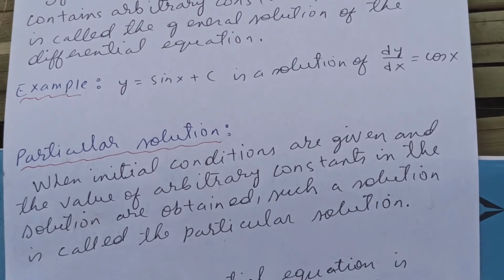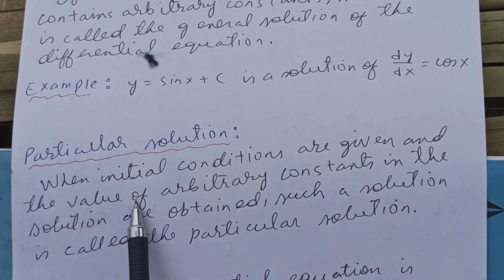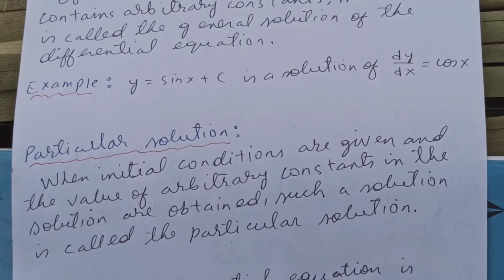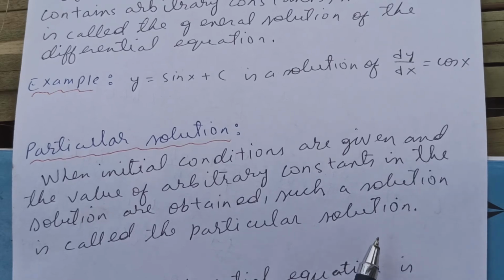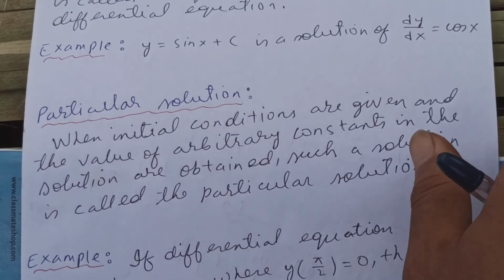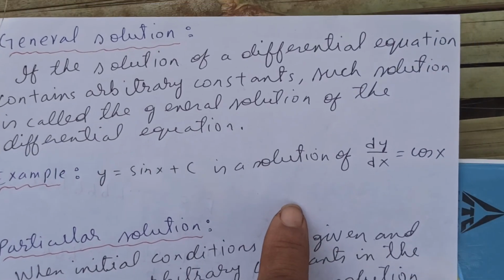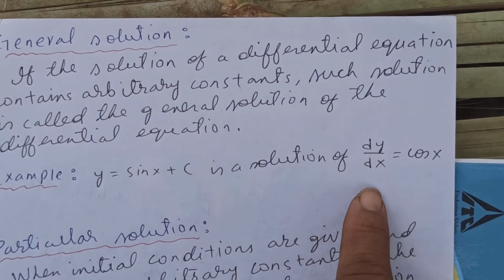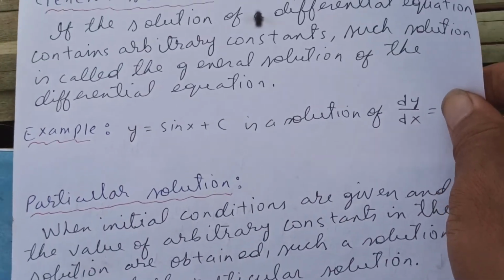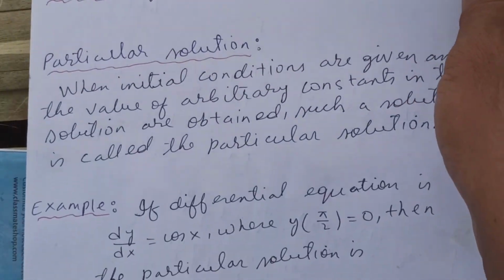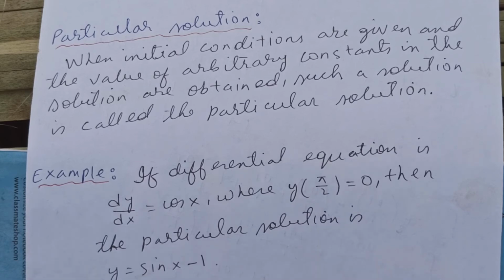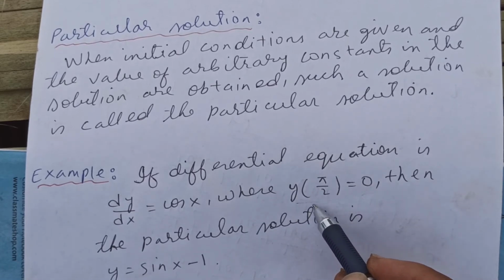Now the particular solution. A particular solution is when initial conditions are given and the value of the arbitrary constant in the solution is obtained; such a solution is called a particular solution. Let's see an example. Previously we said that y equal to sin x plus c is a solution of the differential equation dy by dx equal to cos x. We use this example to differentiate between general solution and particular solution. If the differential equation is dy by dx equal to cos x, where y of pi by 2 is 0, this is what we call the initial condition. The condition is given here.